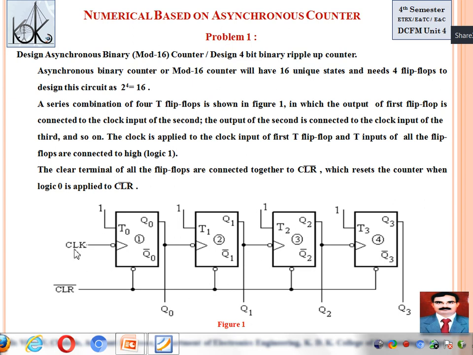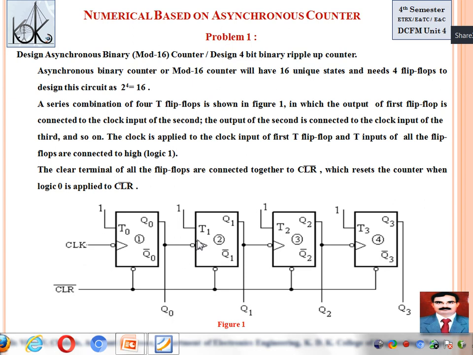Now here the clock is applied to flip-flop 1. That's why this flip-flop is the LSB. Next Q1, then Q2, and then Q3 are the higher bits, so for the output Q3, Q2, Q1, Q0, this is the sequence. It means that in an asynchronous counter, the flip-flop where you apply the clock pulse becomes the LSB, and the last flip-flop in the diagram becomes the MSB. So here Q3 is the MSB and Q0 is the LSB.